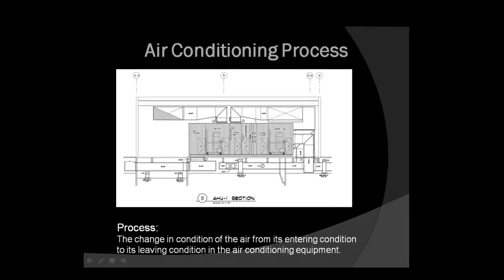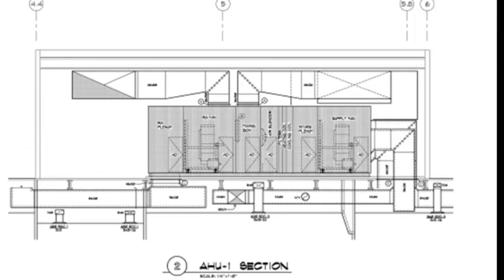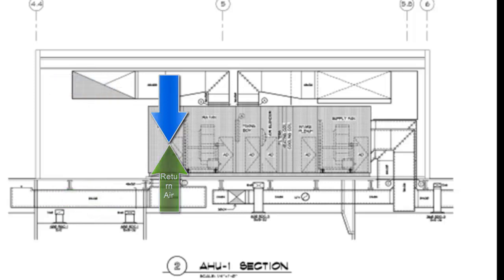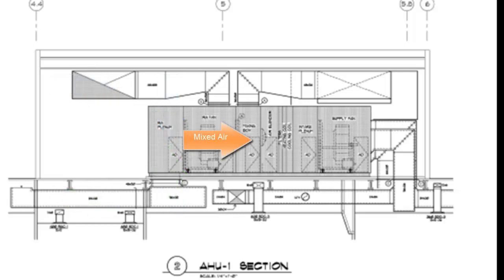In this sectional view of an air handling unit, there are a number of air conditioning processes that can occur. The outside air enters the unit at an outside air condition and is mixed with the return air from the spaces. Both the outside air and return air will undergo a process change due to the mixing process itself. The mixed air may experience further changes depending on the processes that occur next.